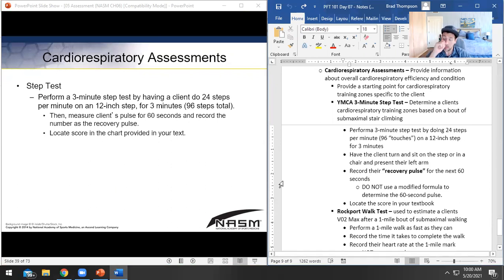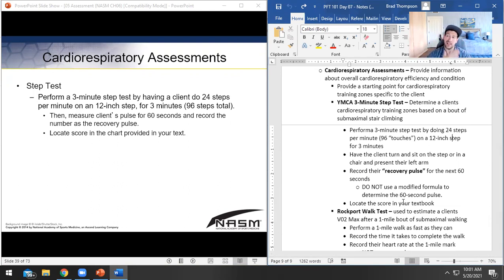The step test, you want to gather their recovery pulse. We want to measure how quickly their pulse returns to normal after we put this specific amount of stress on them. So you cannot just measure it for 30 seconds and multiply by 2. You can't do 15 seconds multiplied by 4. Can't do any of that. You need to measure it for a full 60 seconds because it's not about what their pulse is at the end of the test. It's about what their pulse is after 1 minute at the end of the test.